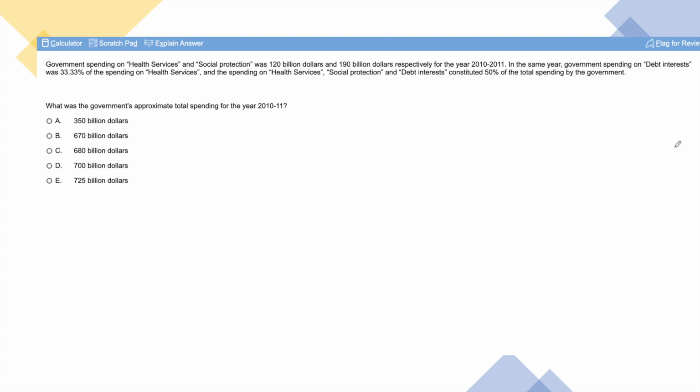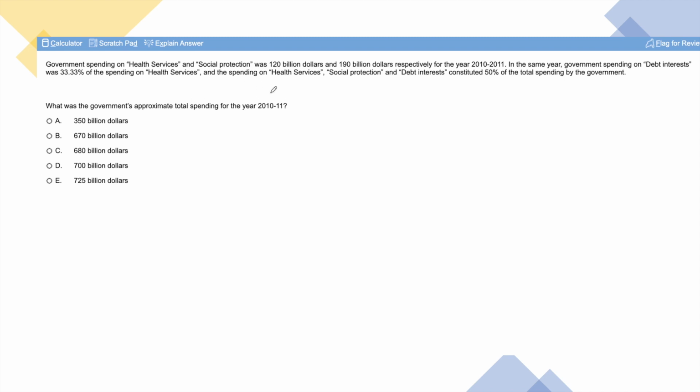Question 2. Government spending on health services and social protection was $120 billion and $190 billion respectively for the year 2010 to 2011. In the same year, government spending on debt interests was 33.33% of spending on health services, and the spending on health services, social protection, debt interests constituted 50% of the total spending by government. What was the government's approximate total spending for the year 2010 to 2011?